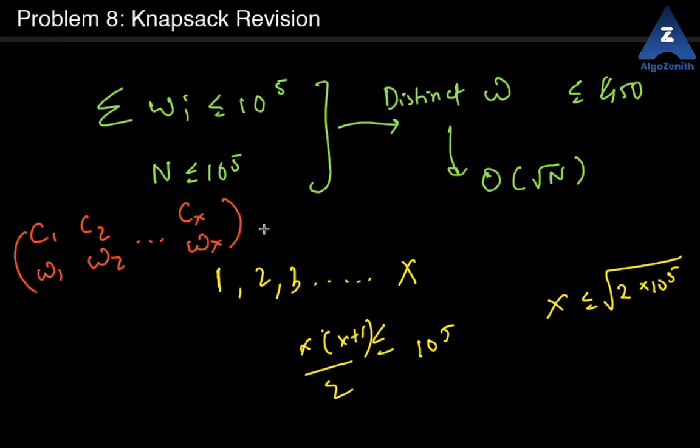And the number of elements in this would be less than or equal to something like 450 for sure. So whatever this value is, obviously it would be less than that. So now these many elements are there.